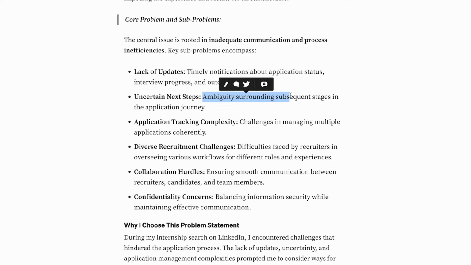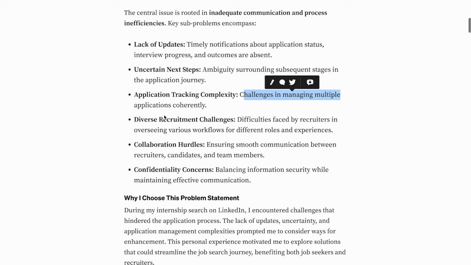Here it was very clear, right? Ambiguity surrounding the subsequent stages. It's very clear that the ambiguity is around the future stages or basically the rounds, right? But what do you mean by managing multiple applications? What does that really mean, right? It's very confusing.